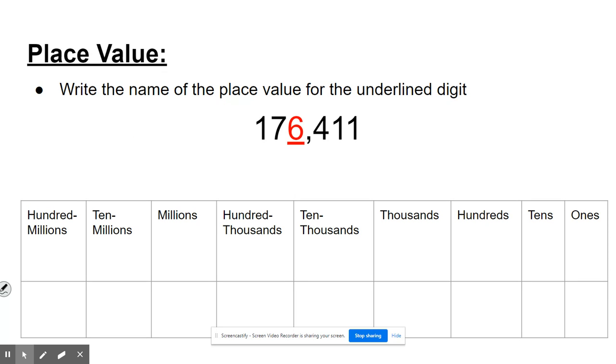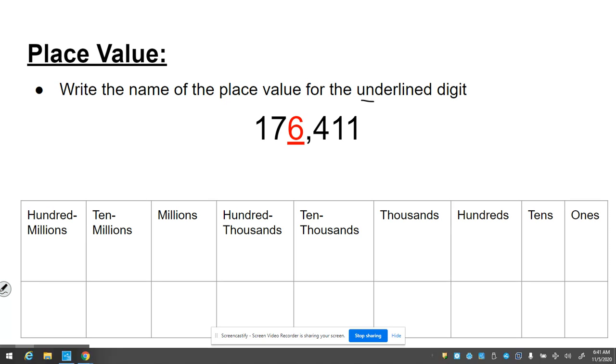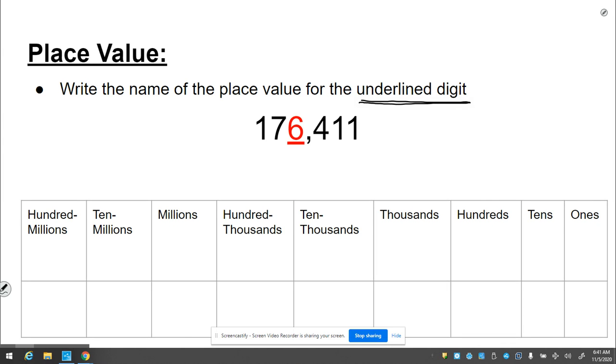So for our first example here, we see is place value. It is asking us to write the name of the place value for the underlined digit. So if we look at this number here, our underlined digit is the 6. So we're going to wonder what the place value for the 6 is. So how do we do that? What we do is we plug this number right here into our place value chart.